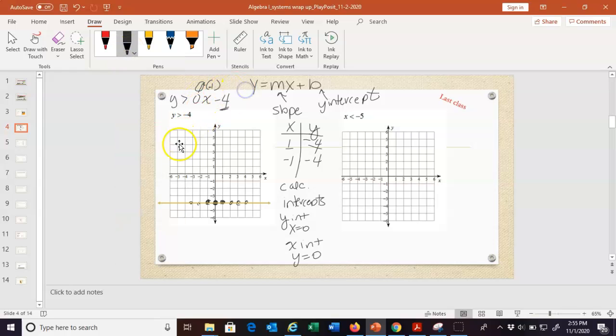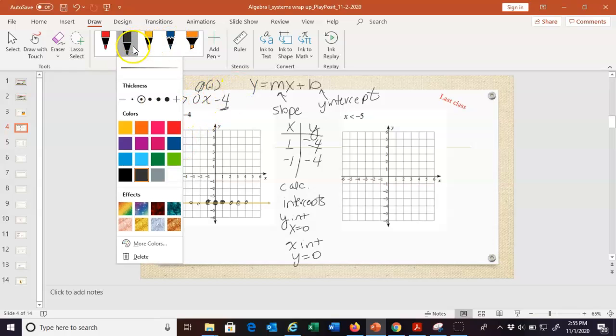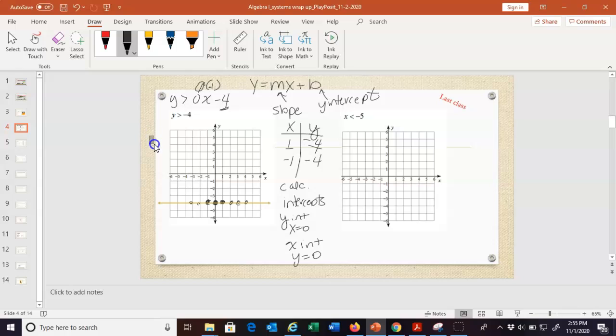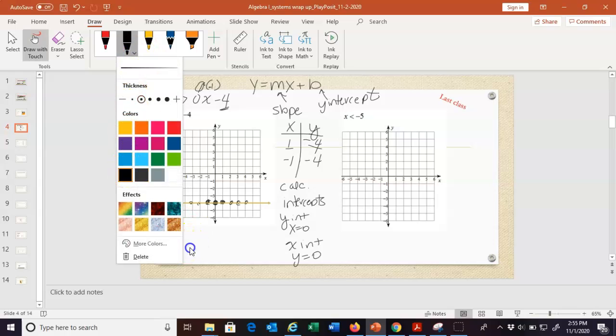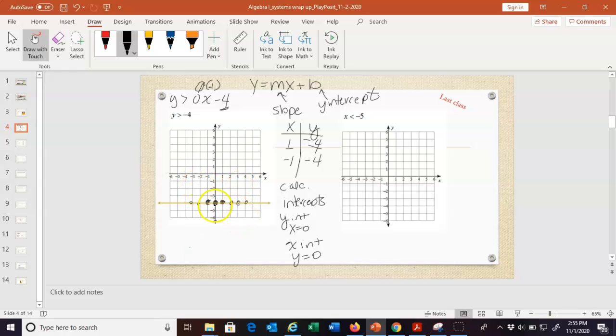Okay. So now we just have to decide which way to shade the solutions, right? Because this is an inequality. So I like to pick 0, 0. You guys can pick whatever you want. We're going to plug it into the original inequality. So 0 is greater than -4. Is 0 bigger than -4?